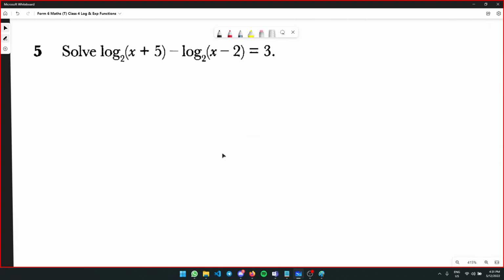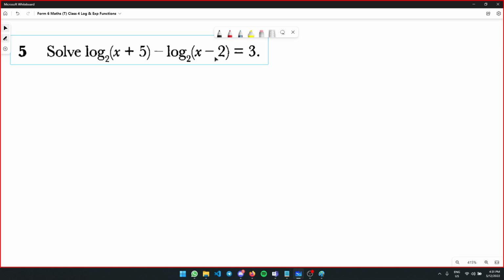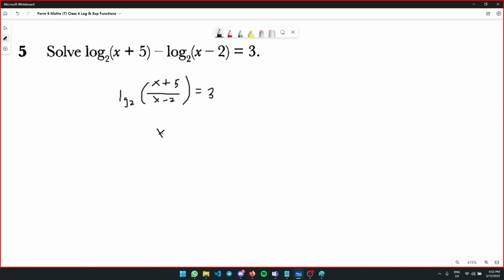This is log 2. I think you can see the pattern here. Since it's log 2 and log 2, you can just divide these up. So I'll give you log 2 (x plus 5) over (x minus 2) equals 3. Then what can you do from here? You can just take out the log. So that'll be x plus 5 over x minus 2 equals 2 over 3.